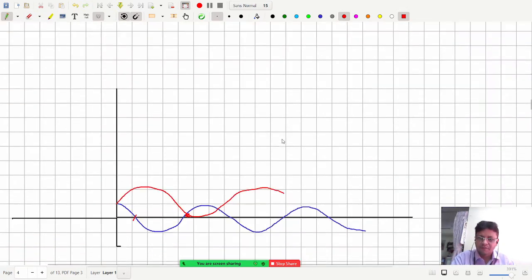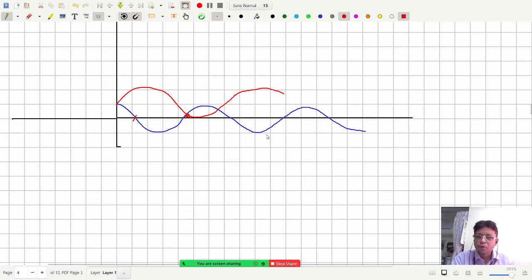So let's have the graph. This blue one is your cos x, and the red one is your 1 plus sin x. Look at that, 1 plus sin x.